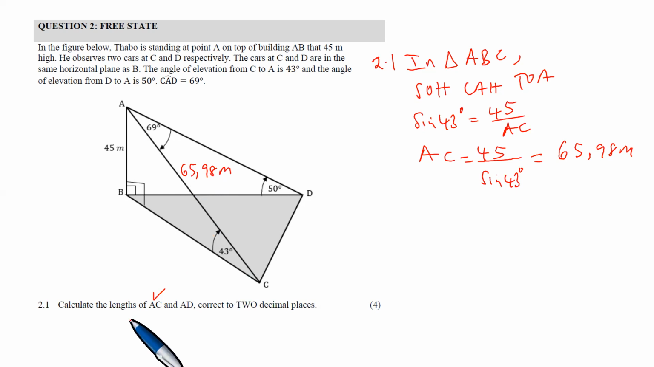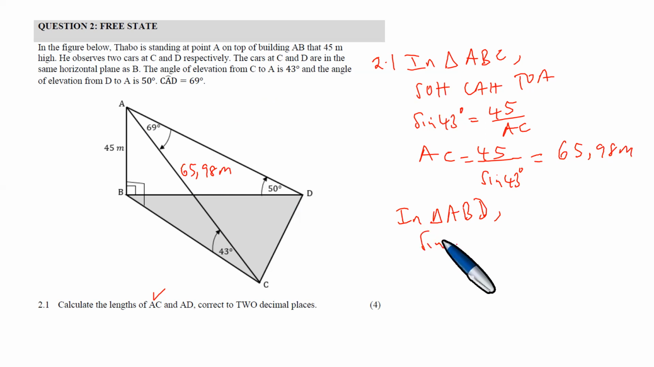The next thing is we are continuing to find the length of AD. How do you find the length of AD? It's done in the same way. So to find the length of AD, we proceed as follows. In triangle ABD, what do we have? We have the opposite and we want to find the hypotenuse. Opposite and hypotenuse is the sine function.